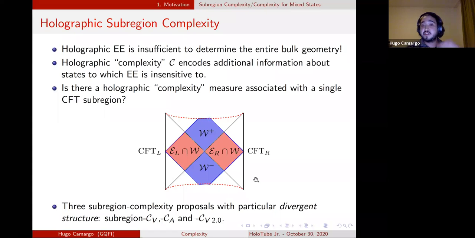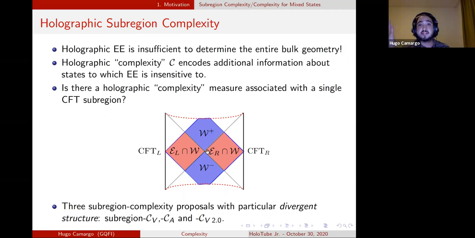The first one is called the subregion complexity equals volume proposal, which proposes that the complexity of a state is captured by the volume of a codimension 1 surface that extends from, let's say, the right boundary anchored point to the bifurcation surface in this diagram.